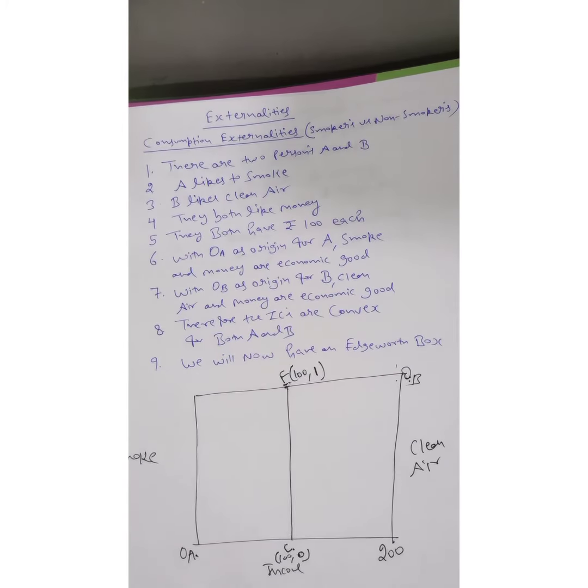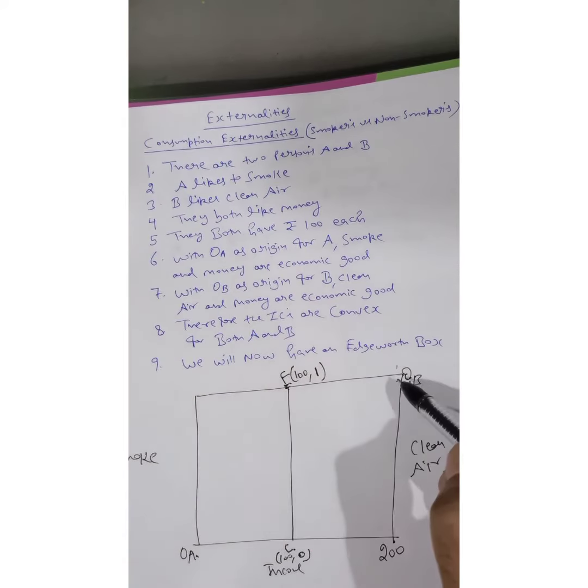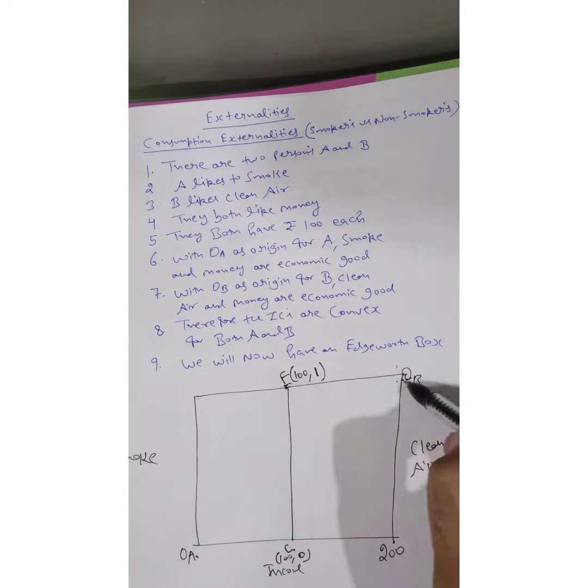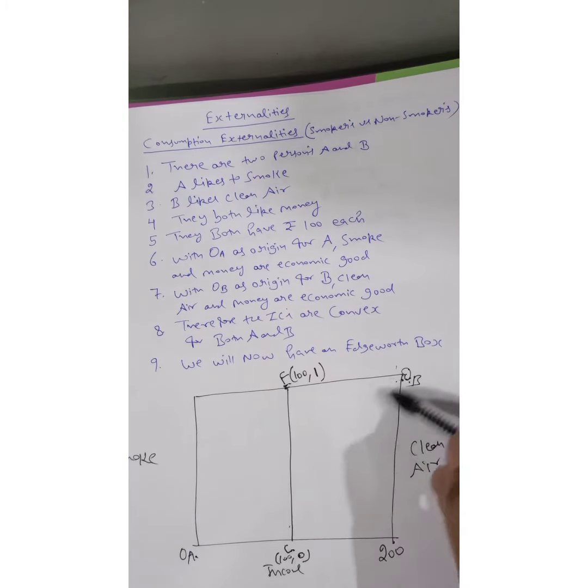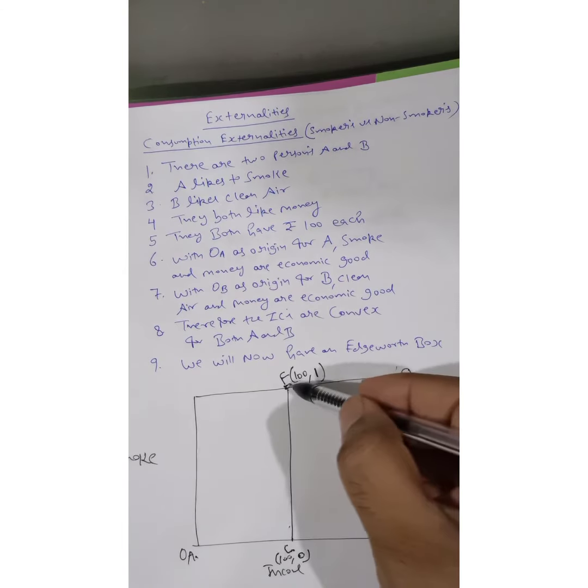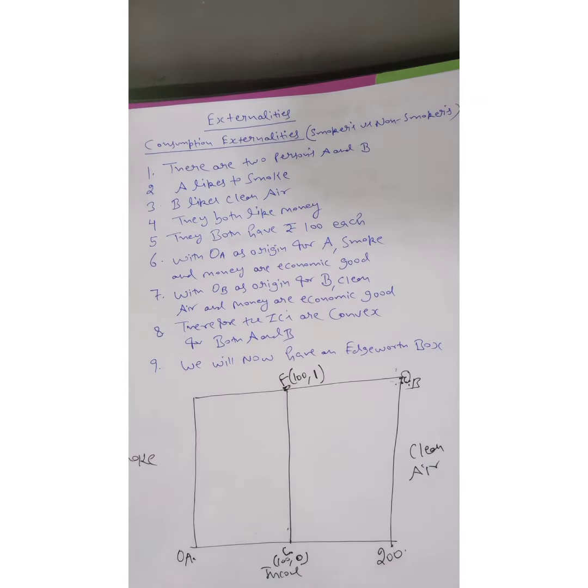For B, from the point of view of B it will be the opposite. If you look at point F from the point of view of B, he'll be having 100 bucks and 0 clean air. And this point C from the point of view of B will be having 100 bucks and full clean air. So first, clear this up.